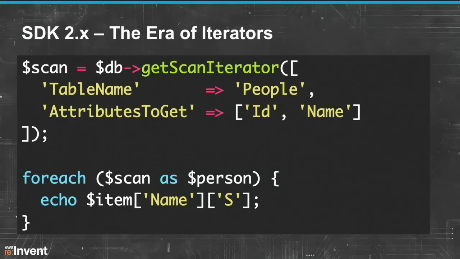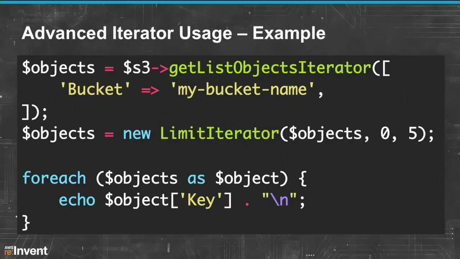So this is a code sample of the same exact thing using version 2 of the SDK. As you can see, it's much shorter, much easier to comprehend, very easy to use. Just create the iterator object and foreach over it. Very easy. Like I said before, these iterators are compatible with the SPL iterator objects provided by native PHP.